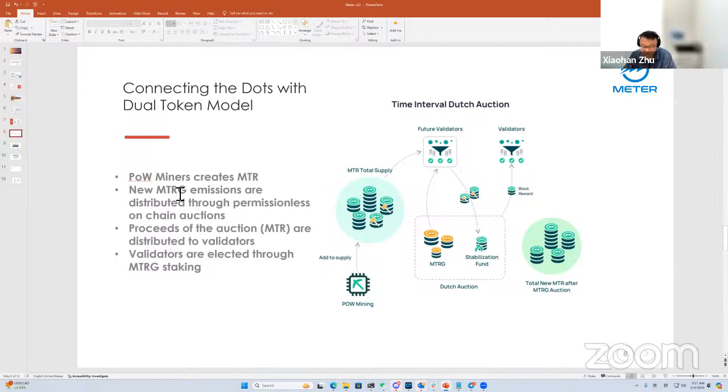And we also have a gasless transaction service that can help you to convert MTRG to MTR without owning any gas. But basically, this is one of the underlying mechanisms you will have to be aware of when you participate in the Meter ecosystem.